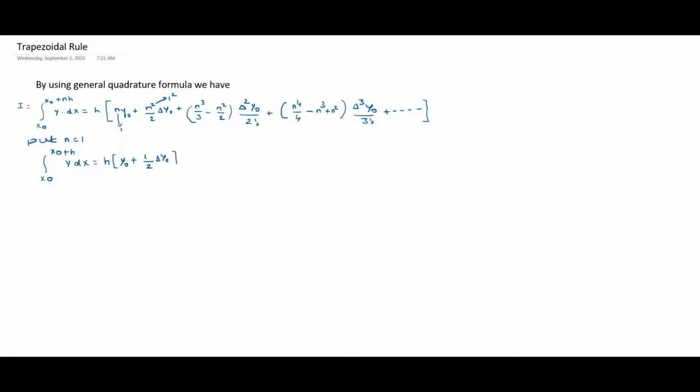You can neglect the remaining terms, as in this case we have the value of x naught, and the corresponding value of y is equal to y naught, which is the first value of y, and x naught plus h is nothing but x1, and the corresponding value is y1, which is the second value of y. So here we have y0 and y1, which means there are only two values for y. So we can write only two values, neglecting the other terms.